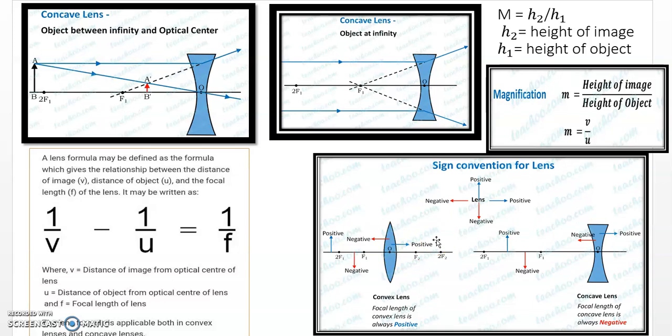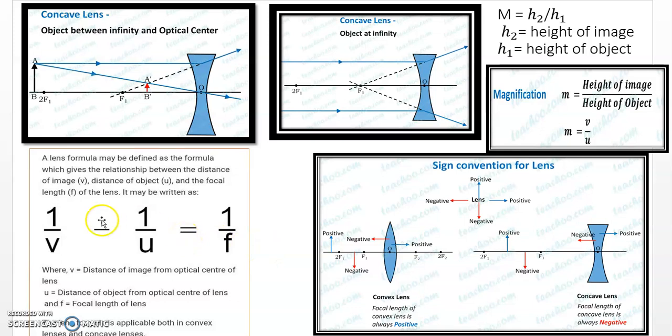Next comes height. Upright is positive and downward is negative. So for a real and inverted image, which is downward, the image height is represented by H2, and that will be negative. H1 is the height of the object, so it will be positive. Remember, this side will be positive, this side will be negative, for all the parameters. Upright will be positive and downward will be negative. If you solve the sums based on this, then we will come to know.